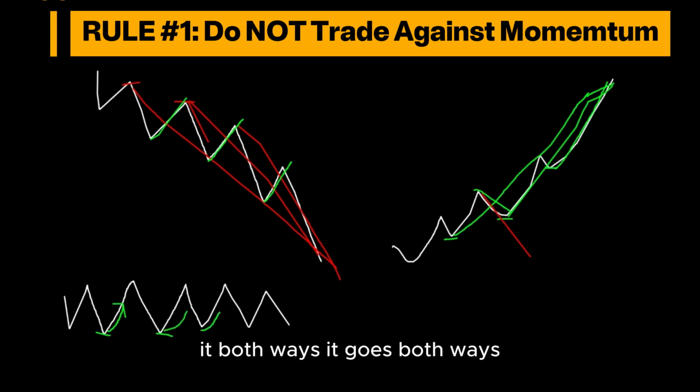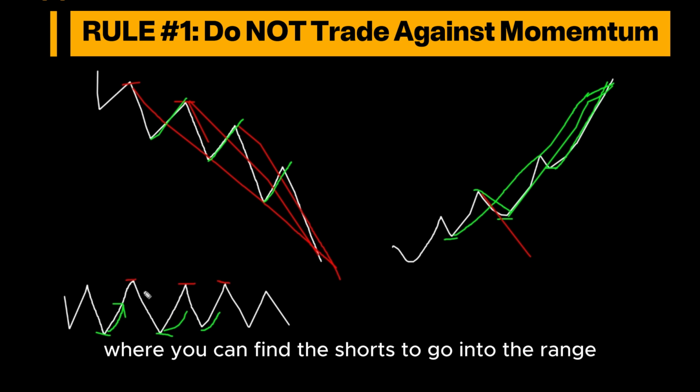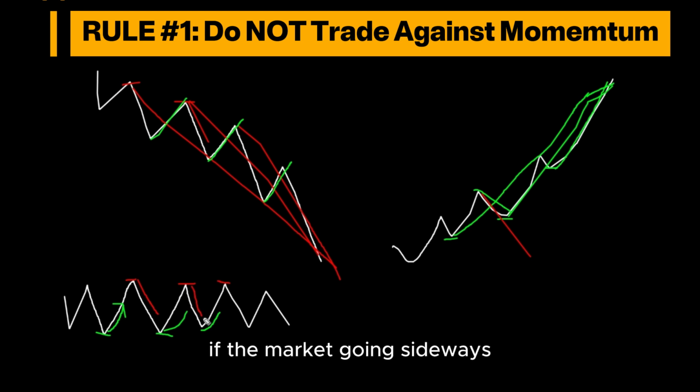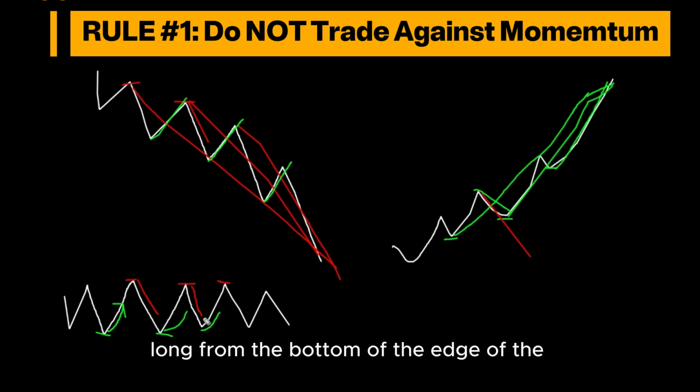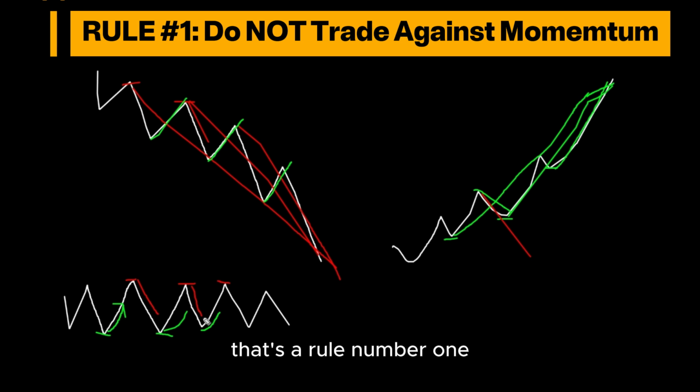It goes both ways, because sometimes even in the market, you will be able to find the perfect places where you can find the shorts to go into the range. So the rule is, do not trade against momentum. If the market is going sideways, it's okay to trade both ways, long from the bottom edge of the range or short from the top of the range. You should be able to find the trade entries to take into the range. Both work, but do not trade against momentum. That's rule number one.